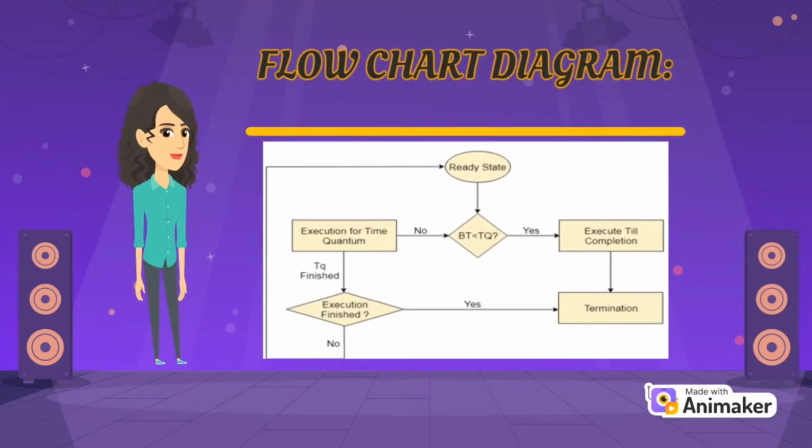Now, in this flowchart diagram, let's suppose that we have a process which is in its ready state. There is a condition that if the process burst time is less than its time quantum, then it will move towards the execution and then towards the termination state. What will happen if the condition fails? The process has to wait for the execution for the time quantum and checks the condition whether the execution has been finished or not. If the execution has been finished, it will move towards the termination state. And if the execution has not been finished, the process will move back towards the ready state.